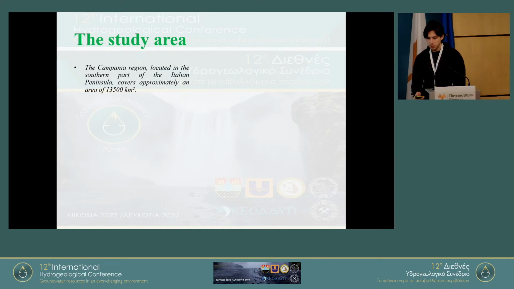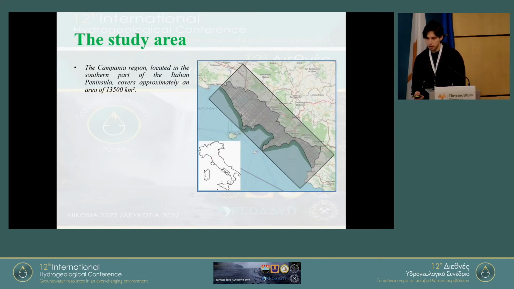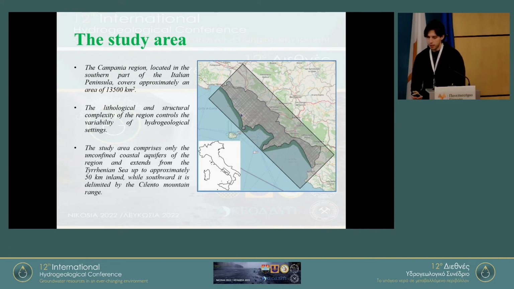The Campania region, as you can see in the picture, is located in the southern part of the Italian peninsula and covers approximately an area of 13,500 square kilometers. Its lithological and structural complexity controls the variability of the hydrogeological settings. The study area comprises only the unconfined aquifer and extends from the Tyrrhenian Sea up to 50 kilometers inland, while southward it is delimited by the Cilento mountain range.